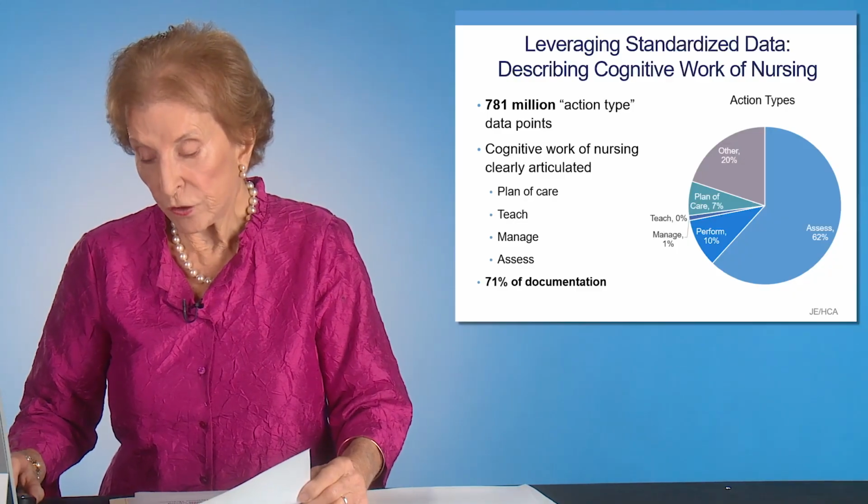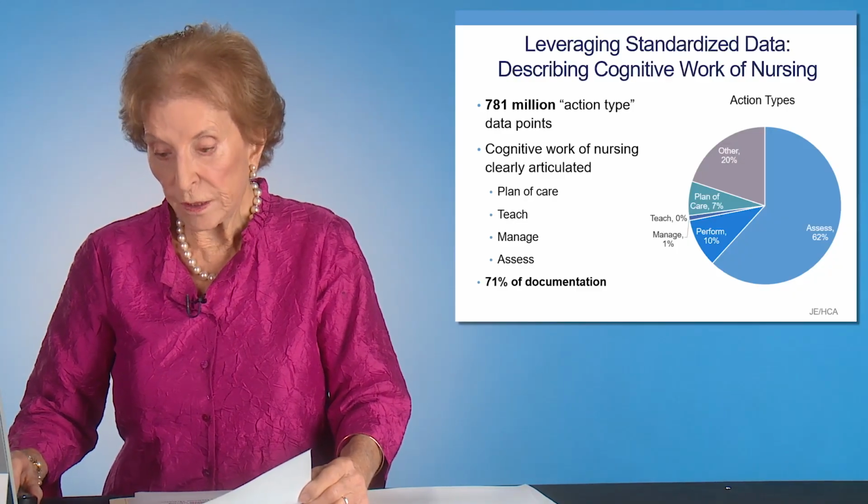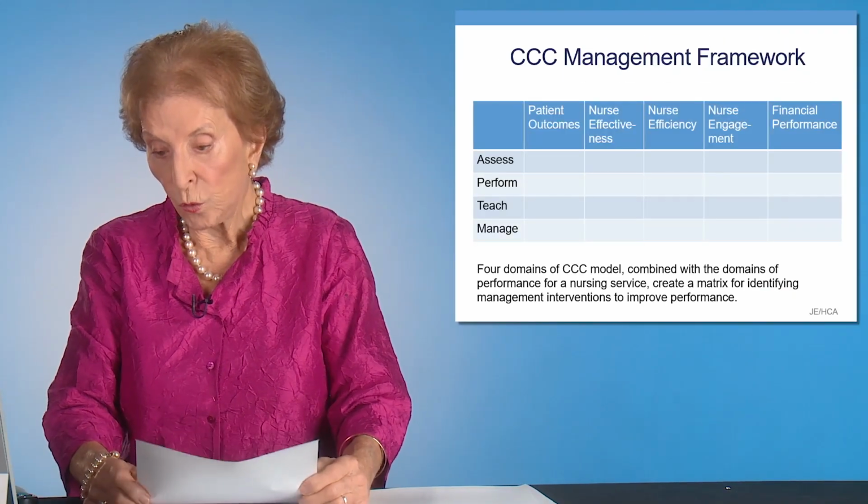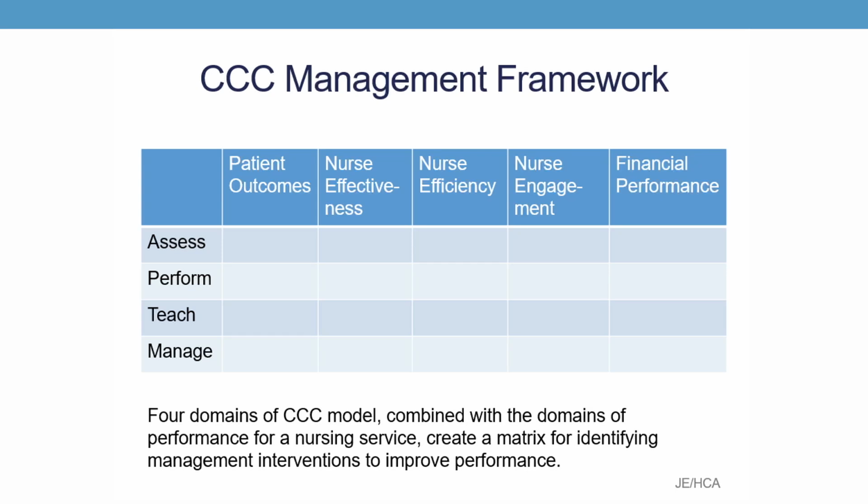This is a pie chart with her 4 action types, and this is another way where she is getting other information about patient outcomes, nurse effectiveness, nurse efficiency, nurse engagement, and financial performance using the same 4 action types and the number of encounters that the nurses have worked with. This is exciting new data on nursing services that no one else has in the country.